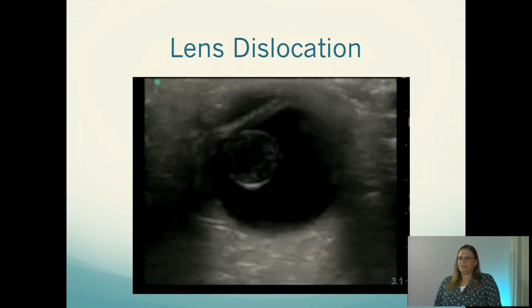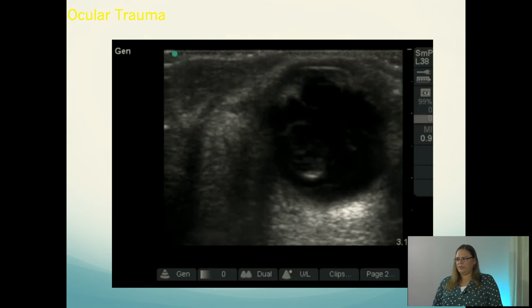Here's another example. This is a partial dislocation, so there is some tethering still of this lens to where it should be, but obviously it's the wrong shape. It shouldn't be circular in this view, it should be elliptical, and it's descending down into the vitreous chamber. And here's another example.